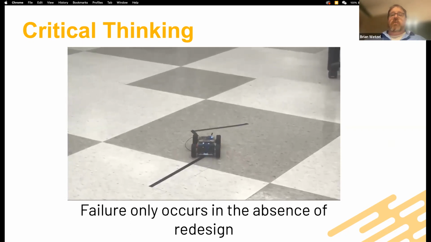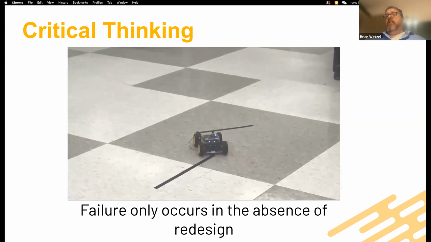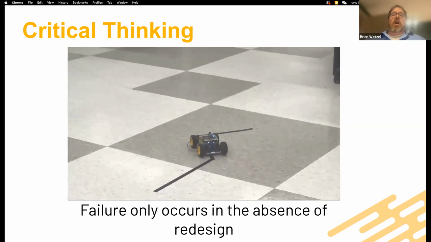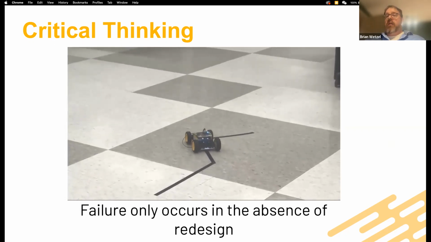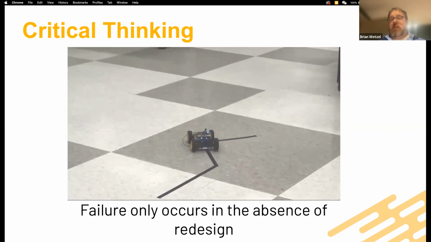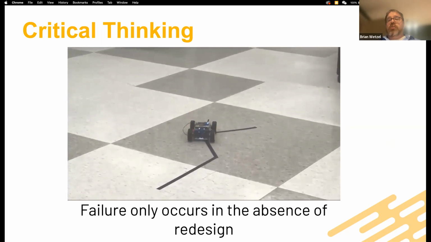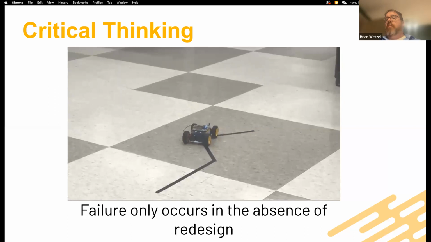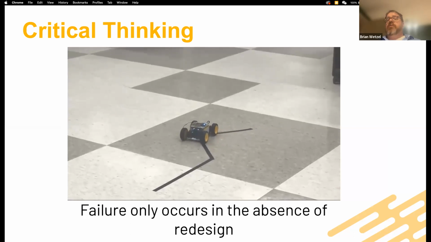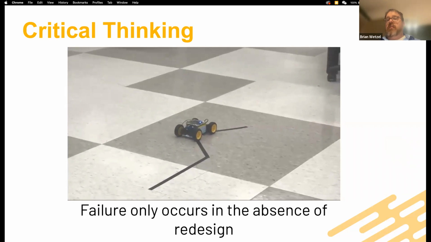So this one was designed just a short little track, right, so that it would be able to follow that line, right, make turns right and left as necessary, right, to stay on that line. And once again, right, it takes several iterations for our students to be able to get to this particular point. And kind of one of my mantras that I try to pass on to my students is that failure only occurs in the absence of redesign, right?